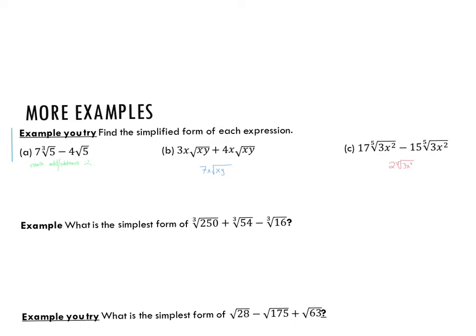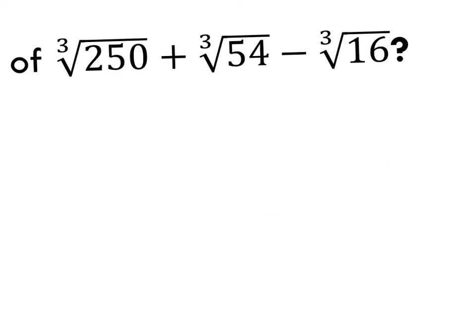Notice it says, what is the simplest form of the cube root of 250 plus the cube root of 54 minus the cube root of 16? Well, in order for us to do this problem, the first thing we have to do is use factor trees to break down the radicals as much as we possibly can. Notice 250 ends in zero, so we can break it down to 10 and 25. 25 breaks into 5s and 10 breaks into 5 and 2. Now, remember, if I have a cube root, that means I need 3 of the same in order to come out of the radical. So this one would actually be 5 cube root of 2.